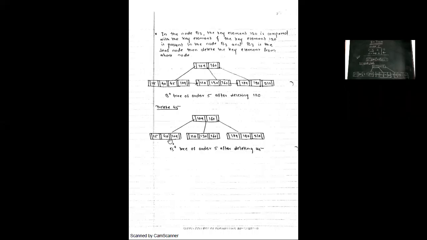So in B2, we check what is the highest element in B2. 109. We compare it with the element we want to delete. 45 is less than 109. The condition is true, so we search only in the first block of the leaf node. Here the element 45 is available. You can observe it in the first diagram. So you can delete it directly and here you get the result.